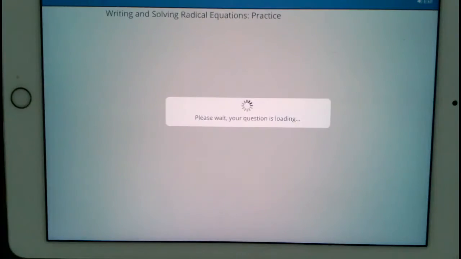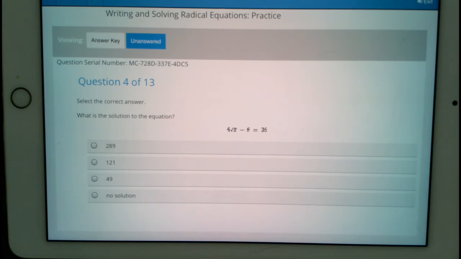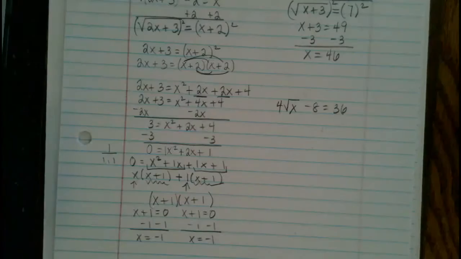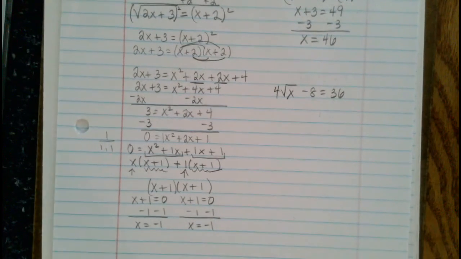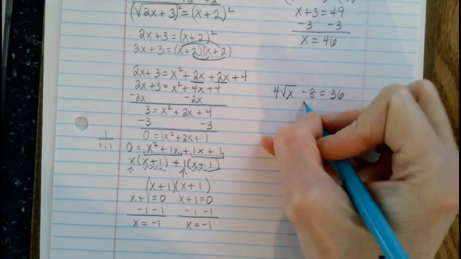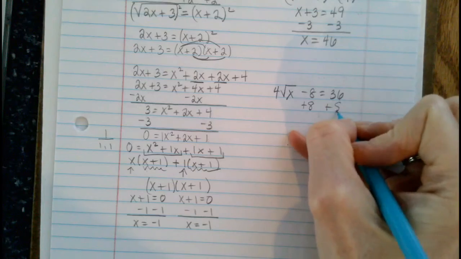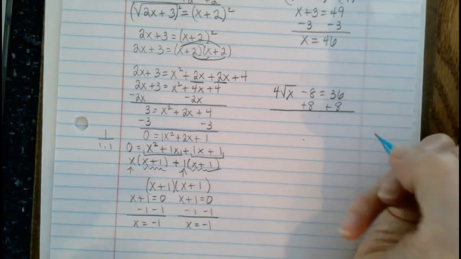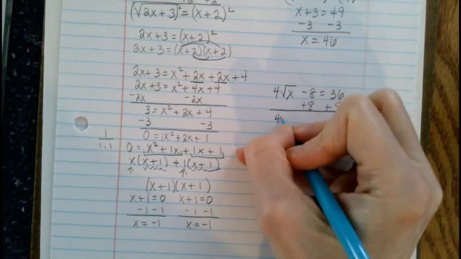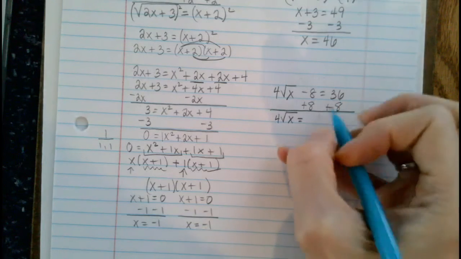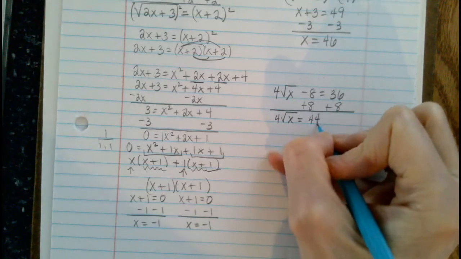Just a reminder, here's what problem 4 looks like. 4 times the square root of x minus 8 equals 36. So I'm going to move that. I have it written down on my paper. And we need to isolate. So in this particular case, we'll start by adding 8 to both sides. We get 4 times the square root of x equals 44.